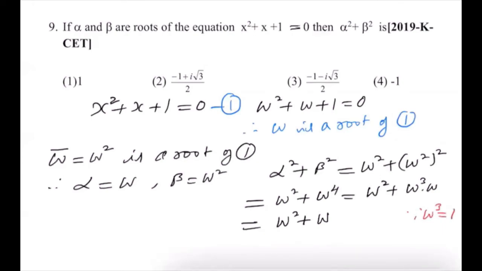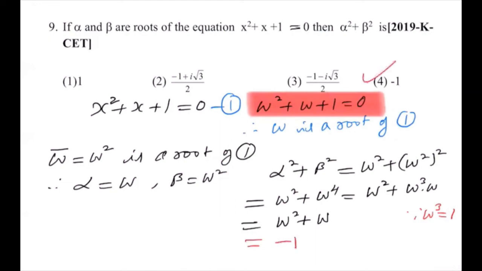Further, this omega square plus omega equal to minus 1. Therefore, this becomes minus 1. So the correct answer is option 4.